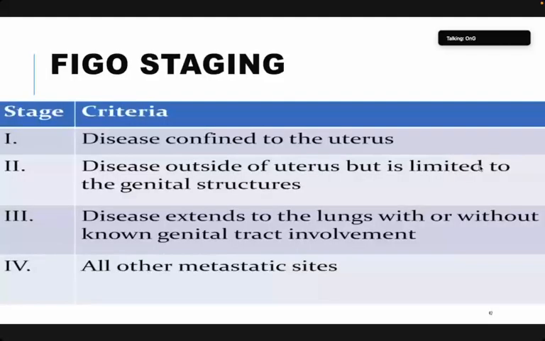Now, in terms of FIGO staging, you have stage 1 to 4, where stage 1 is confined to the uterus. Stage 2 is outside the uterus, but limited to the genital structures. Stage 3 extends to the lungs with or without known genital tract involvement. And then stage 4 is all other metastatic sites.